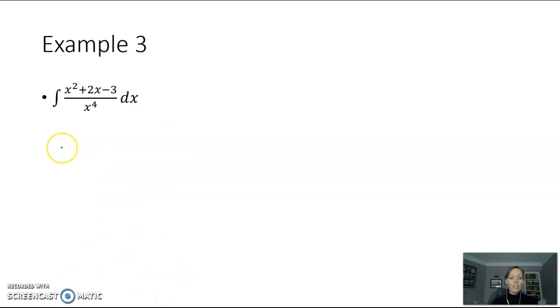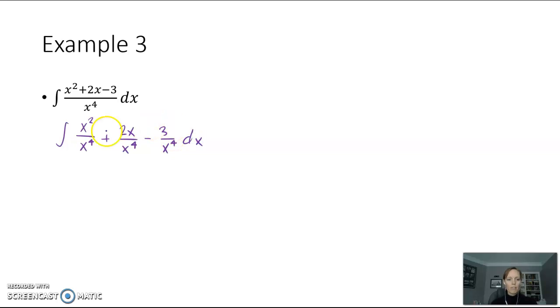Moving on to example 3, again, we have a power looking function, but this one is a little bit different. One of the things I want to really stress is if it's not just a very basic polynomial, then look for ways to simplify. So it is important to think about how we can simplify a function. In this case here, this can be simplified by distributing that x to the 4th and then using some exponent rules. So this would be x squared over x to the 4th plus 2x over x to the 4th minus 3 over x to the 4th.